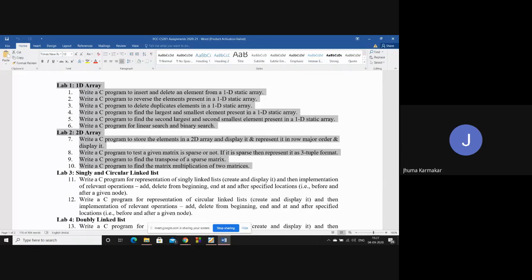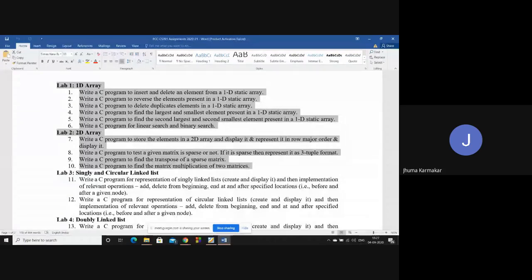That means the initial original matrix is 0 1 0, 0 0 2, 0 0 0 3. So this is the original matrix. We first have to show that it is sparse and then represent it in 3-tuple format. In 3-tuple format, it will be 0 0 1, then 1 1 2, then 2 2 3, isn't it? Understood, it is no problem.